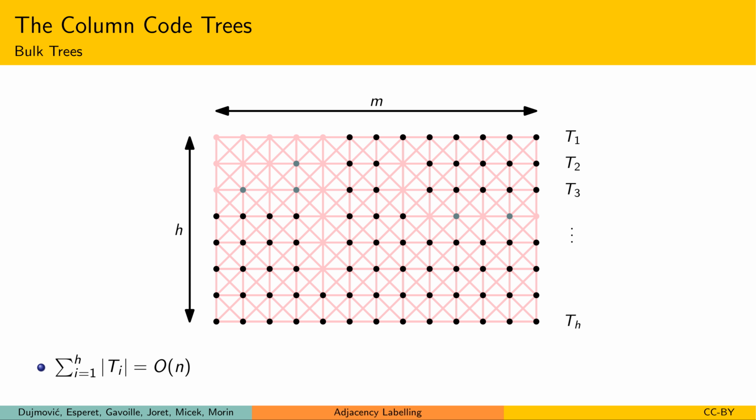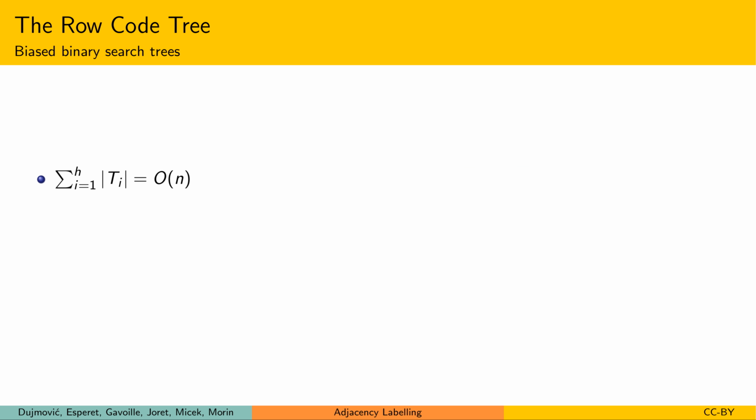This does not increase the total number of vertices by more than a constant factor, but ensures that there is no long sequence of vertices that appear consecutively in row I, none of which appear in row I plus 1, or vice versa. Before describing this tree sequence, we first dispense with the problem of finding row codes.